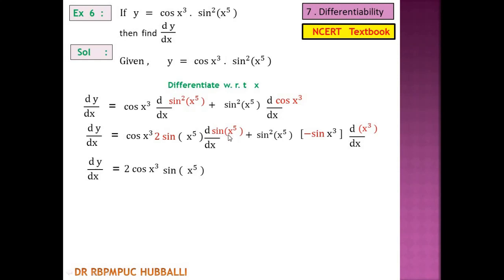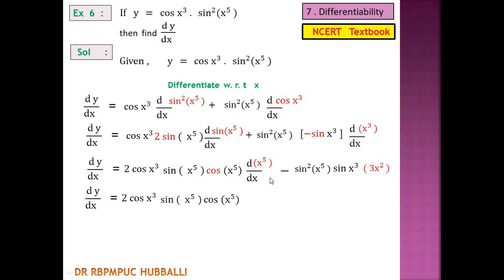Now the derivative of sine x raised to 5, this is a composite again, it becomes cos of x raised to 5 into d by dx of x raised to 5, minus, because here the minus is there, sine square x raised to 5 as it is, sine x cube as it is, and the x cube derivative is 3x square. So in the next step just write this function's derivative. So dy by dx is equal to 2 cos x cube sine x raised to 5 cos x raised to 5, and the derivative of x raised to 5 is 5x raised to 4.